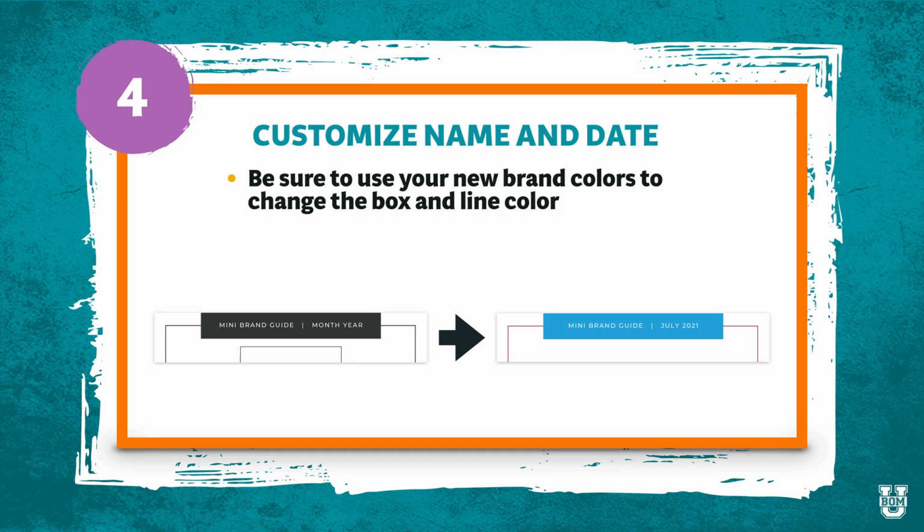So customize that name and the date. And if you ever update your brand colors or your fonts, or you ever update your logo, you would just replace with the most recent versions of that and then change the date, so that way you know that whatever PDF you're looking at should have the most recent date on it.